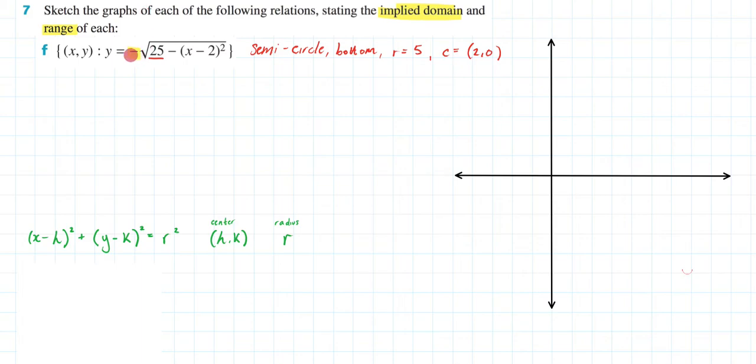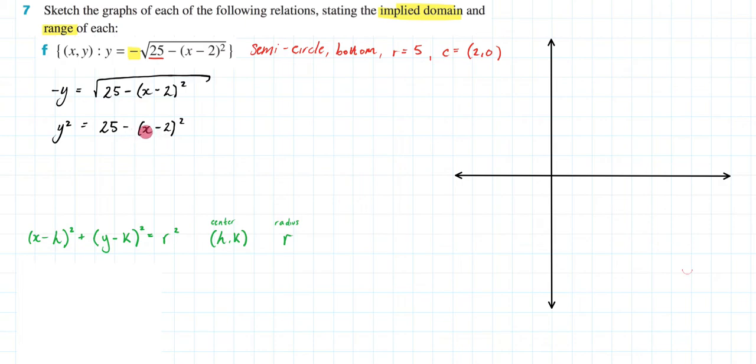To do that, what we would do is square both sides, but actually before we do that, we have to deal with this negative. So to get rid of this negative, I'm going to divide both sides by -1. So negative y equals the square root of 25 minus (x minus 2) squared. Now I'm going to square both sides to get rid of this square root. So I'm going to end up with y squared equals, this will go away, so I'll now just have 25 minus (x minus 2) squared.